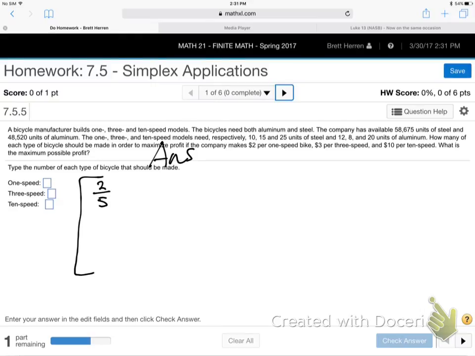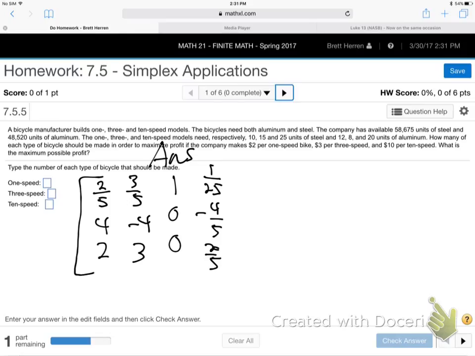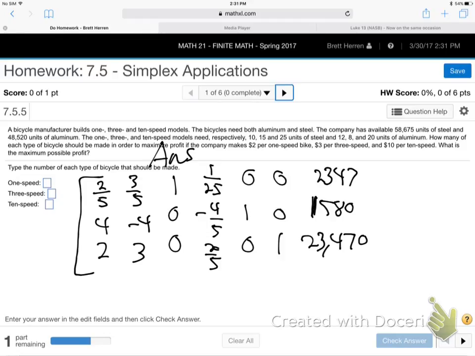I got 2/5, 4, 2, 3/5, -4, 3, 1, 0, 0, and then 1/25, -4/5, 2/5, 0, 1, 0, 0, 0, 1, and then 2347, 1580, 23470. All right, you guys getting that? Answer matrix on your thing.